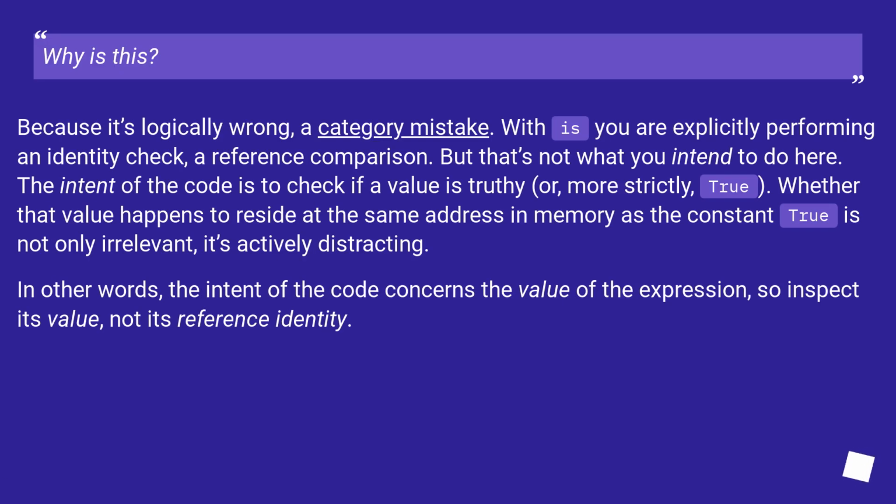Why is this? Because it's logically wrong, a category mistake. With is you are explicitly performing an identity check, a reference comparison. But that's not what you intend to do here. The intent of the code is to check if a value is truthy, or, more strictly, True. Whether that value happens to reside at the same address in memory as the constant True is not only irrelevant, it's actively distracting. In other words, the intent of the code concerns the value of the expression, so inspect its value, not its reference identity.